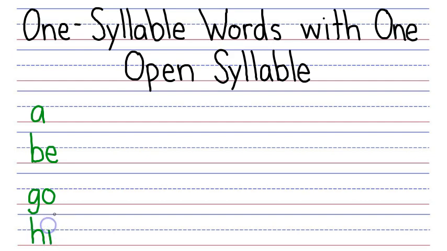Say hi to your friend. Next word, he. H-E. He is my friend. Next word, I. I am teaching this lesson. Next word, me. M-E. Do you want to write words with me? Next word, no. N-O.